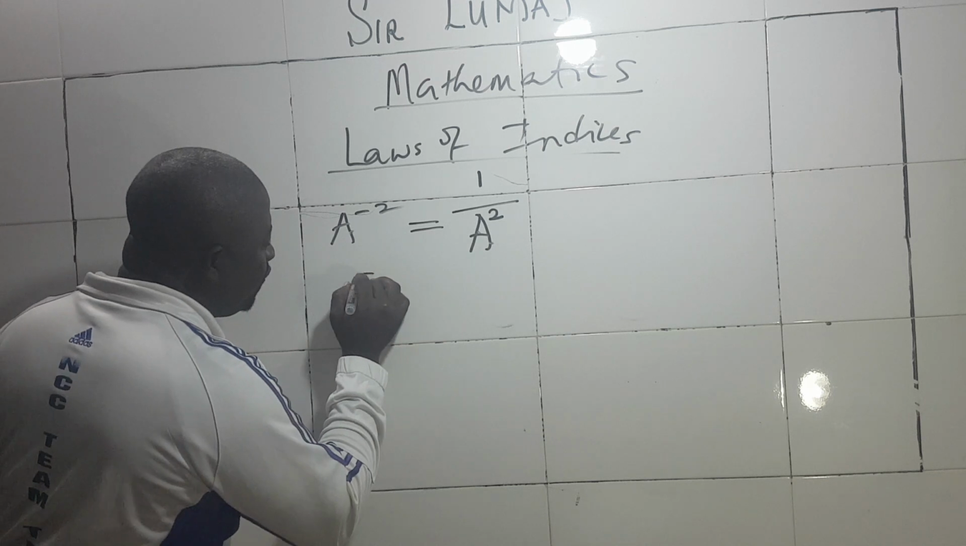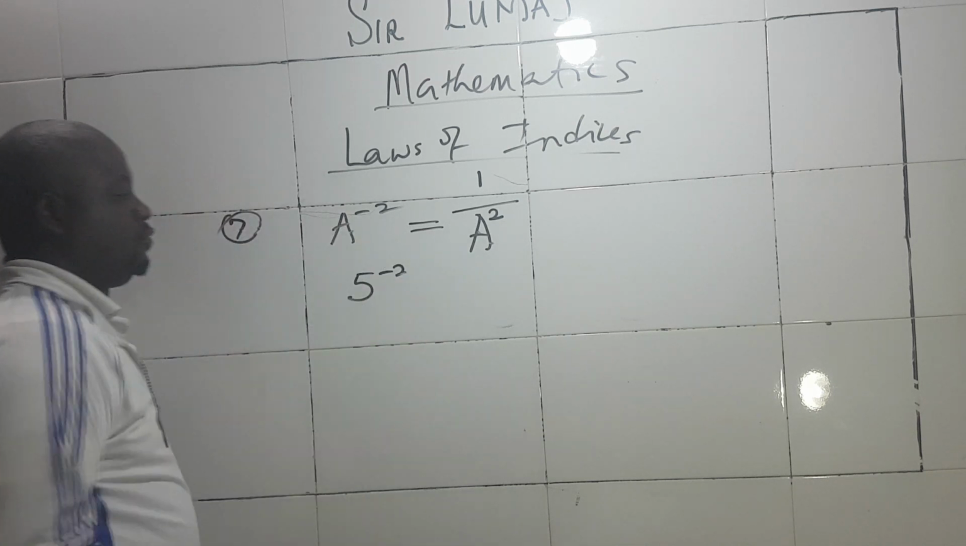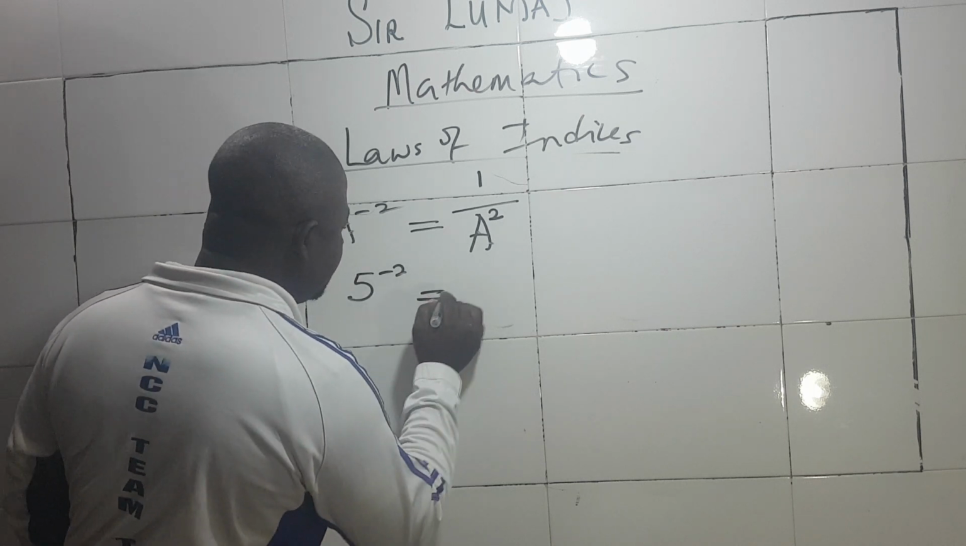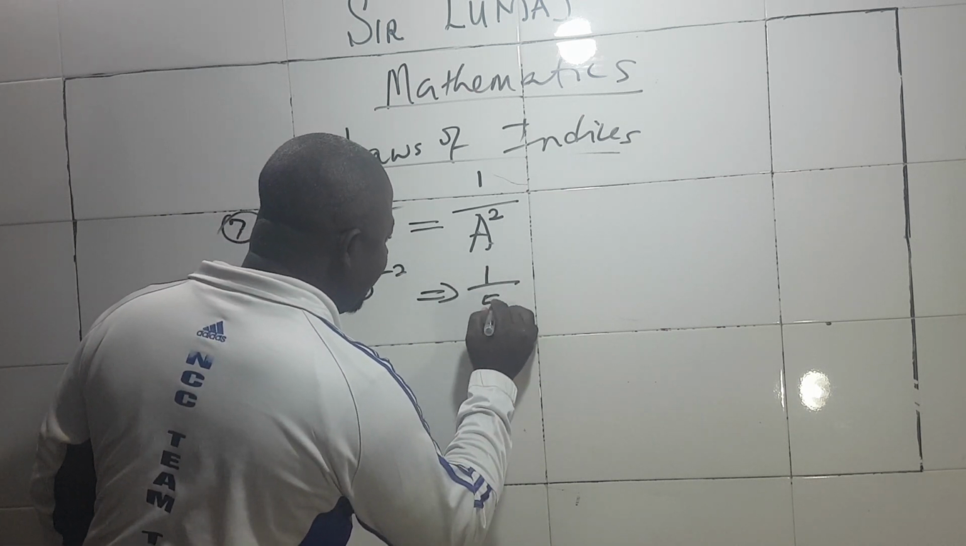For instance, if I say 5 raised to power minus 2. For you to solve this, it will now be what? 1 all over 5 squared.